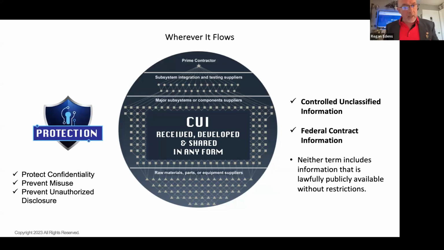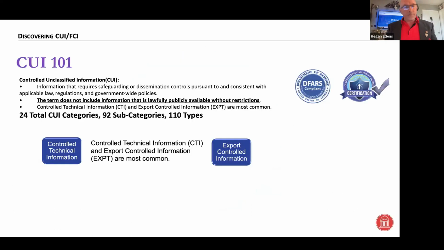You may not know that. You may not realize that. You may think you have a little bit of CUI, and I'm quickly going to show you that you have a lot more CUI than you could possibly imagine, and it's in a lot more places than you can possibly imagine. So stick with me. Let's climb this mountain together.